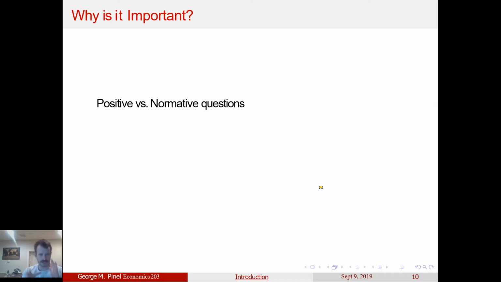So if you're looking back at that study on minimum wage, a normative question might be, should we implement a minimum wage in order to increase fairness in society? Okay. It's philosophical in nature. Should we because it's fair versus should we not because maybe it's not fair?